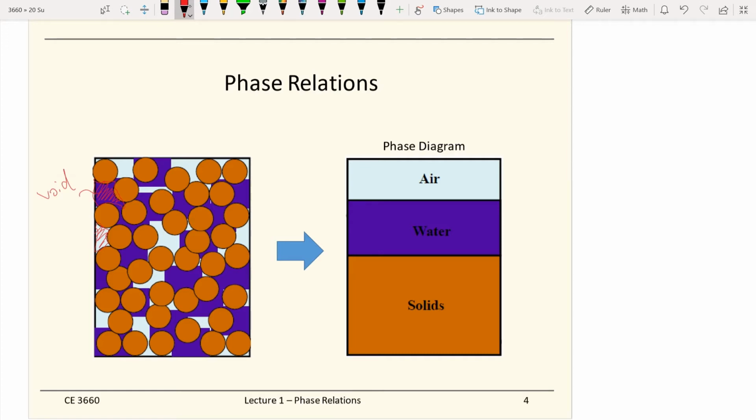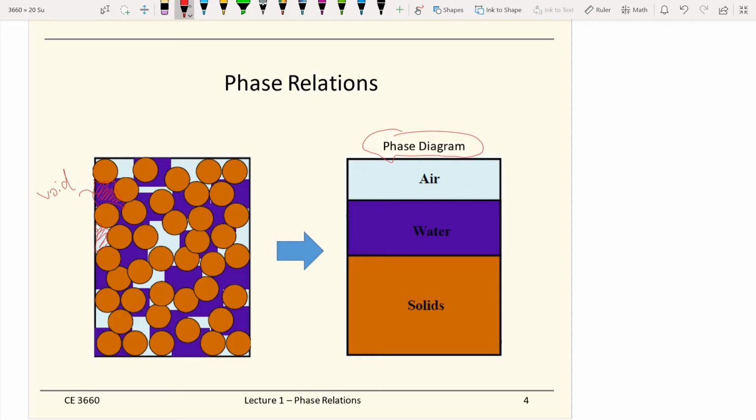To learn our phase relations, we need the phase diagram. The purpose of the phase diagram is for us to quantify, given a soil sample, how much soil solids, soil air, and soil water there is.